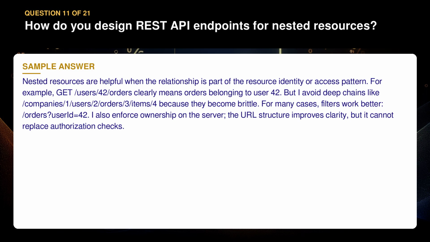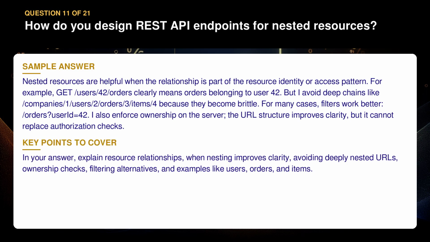For many cases, filters work better, like /orders?userId=42. I also enforce ownership on the server. The URL structure improves clarity, but it cannot replace authorization checks. In your answer, explain resource relationships when nesting improves clarity, avoiding deeply nested URLs, ownership checks, filtering alternatives, and examples like users, orders, and items.